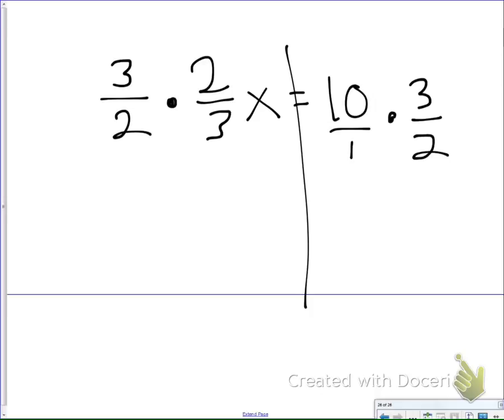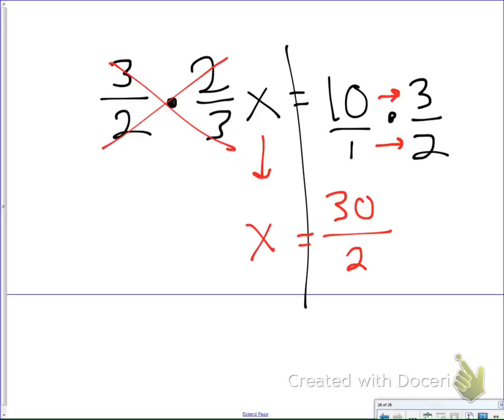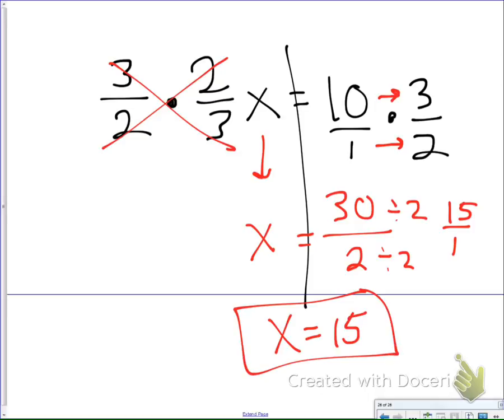And now multiplying fractions ain't no problem. Top times top, bottom times bottom. 10 times 3 is going to give me 30. 1 times 2 is going to give me 2. Again, these are going to cancel each other out, and that's going to leave my x at just 1. So now I need to reduce this fraction. I can't leave 30 over 2 just like that. So I can divide both top and bottom by 2, and that's going to give me 15 over 1, or x equals 15.